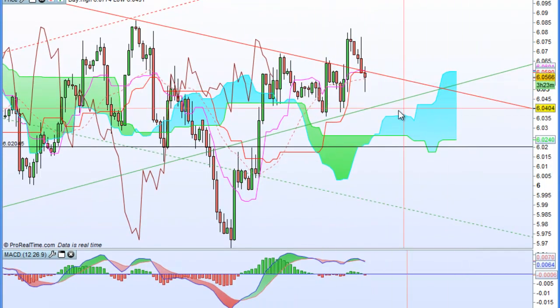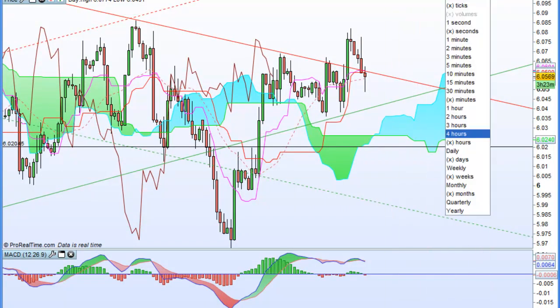Struggling, support needs to rebound from the top end of the cloud support zone here, but the front end of the cloud is still looking positive.